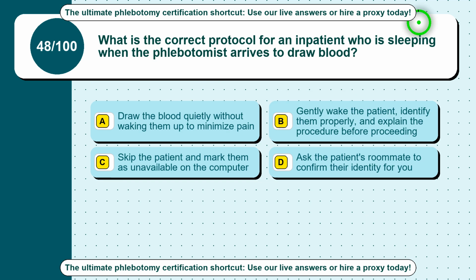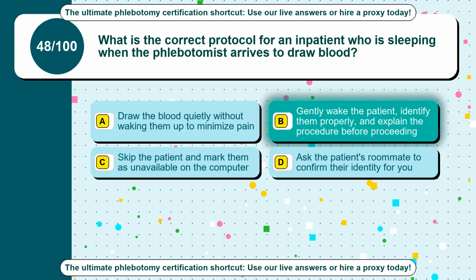Question 48. What is the correct protocol for an inpatient who is sleeping when the phlebotomist arrives to draw blood? Option A, draw the blood quietly without waking them up to minimize pain. Option B, gently wake the patient, identify them properly, and explain the procedure before proceeding. Option C, skip the patient and mark them as unavailable on the computer. Option D, ask the patient's roommate to confirm their identity for you.